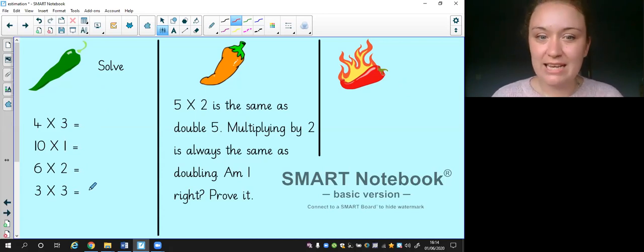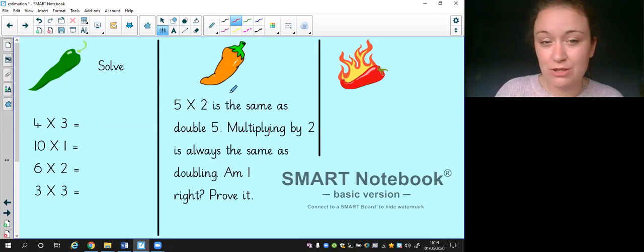Okay, next challenge, little bit tricky, bit of an investigation. It says 5 times 2 is the same as double 5. So I think you might need to work out what 5 times 2 is, and what double 5 is, to see if that first sentence makes sense. So if that's the case then, multiplying by 2 is always the same as doubling. Am I right though? Can you find out, and can you prove it or disprove it?